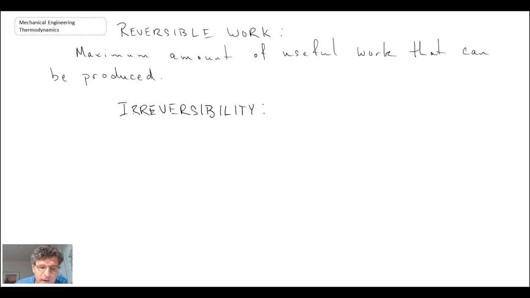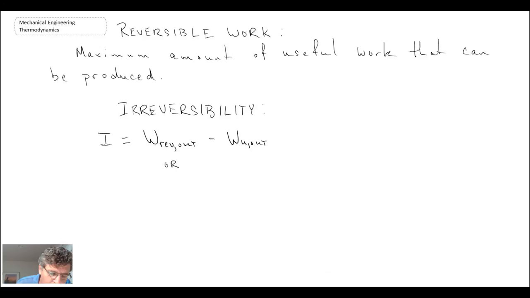And irreversibility would be defined in two ways, depending on if we are looking at a system that is producing work or a system that we are doing work on it. And so taking a look at the first, where we have a system that produces work, irreversibility would be reversible work out minus useful work out. And if you have irreversibilities, what will happen is reversible work out is your ideal state, and it will always be larger than the actual or useful work that you get out of your system. And consequently, irreversibility in this will always be a positive number.